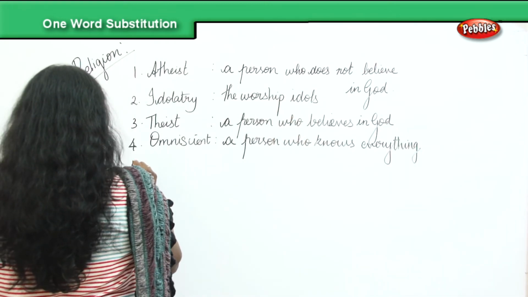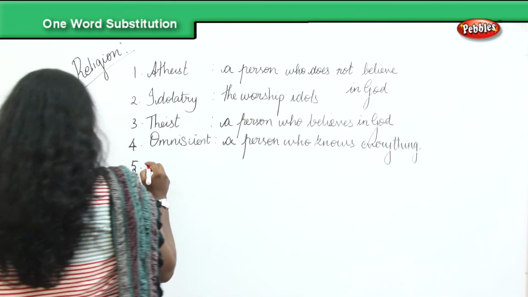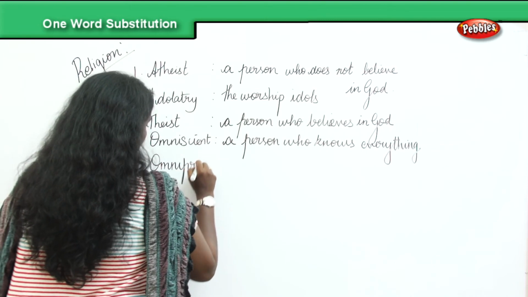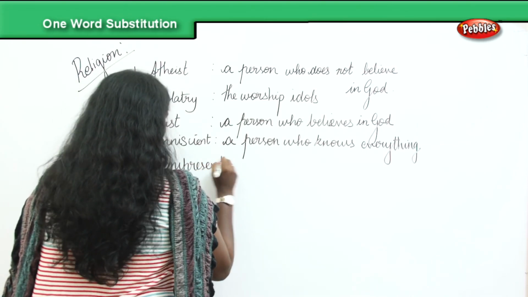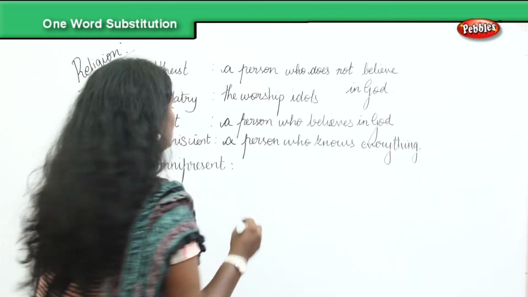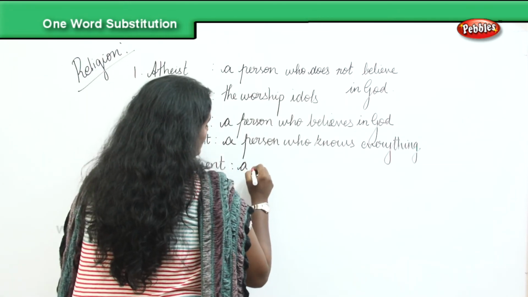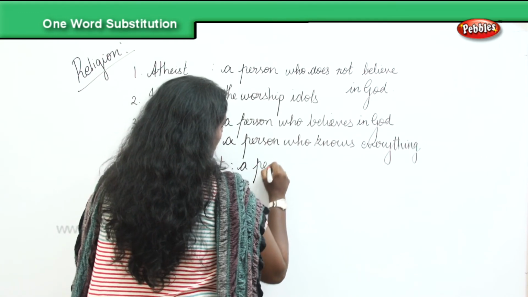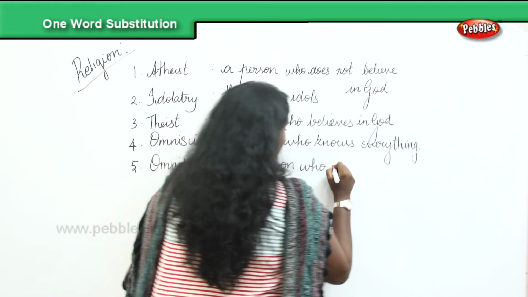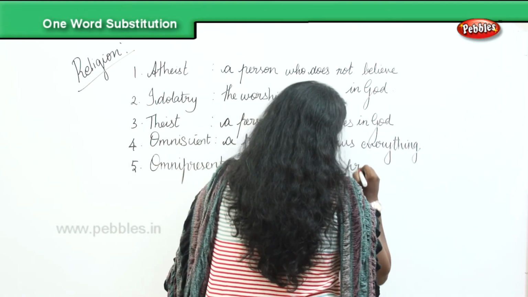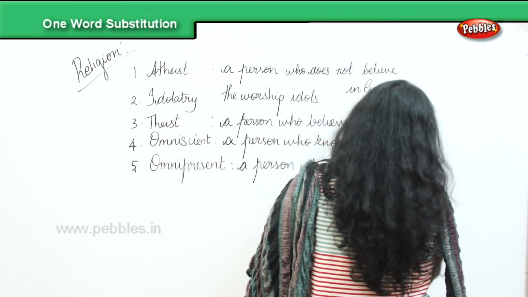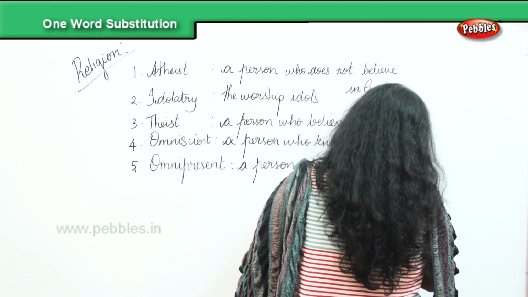And for the last word, omnipresent. So this word omnipresent is referred to someone or a person who is present everywhere.